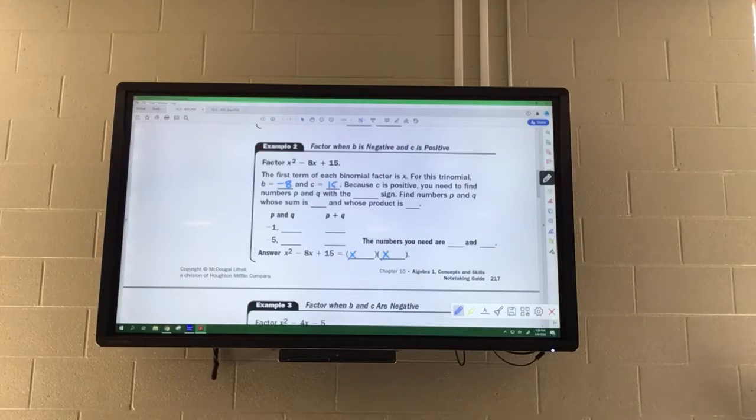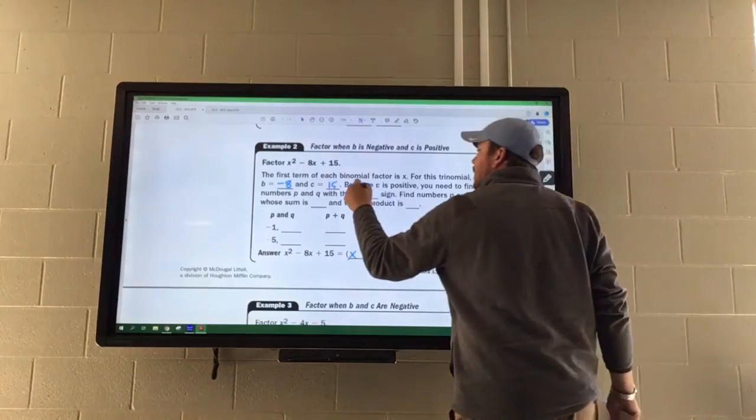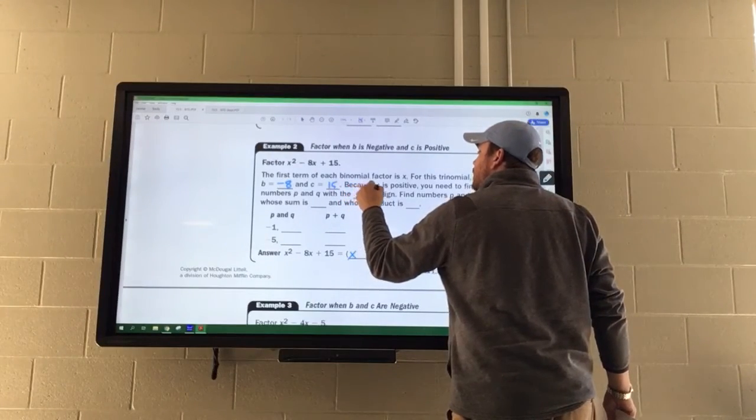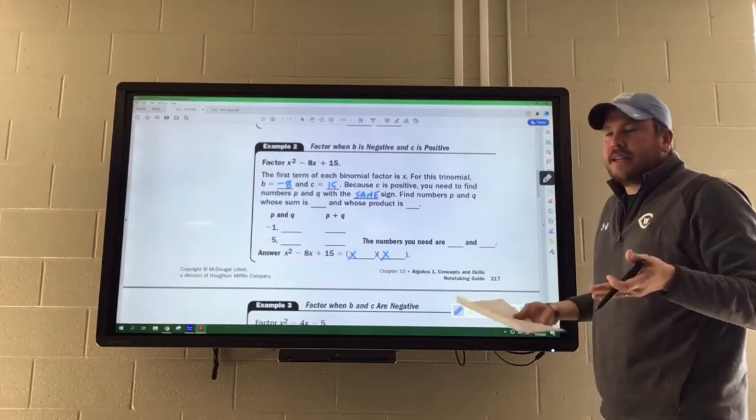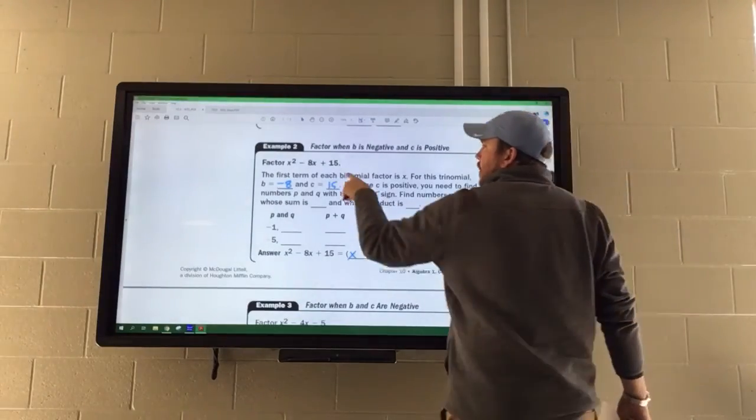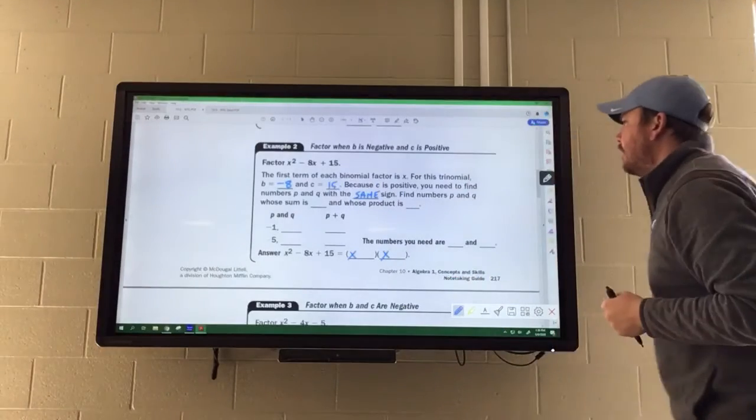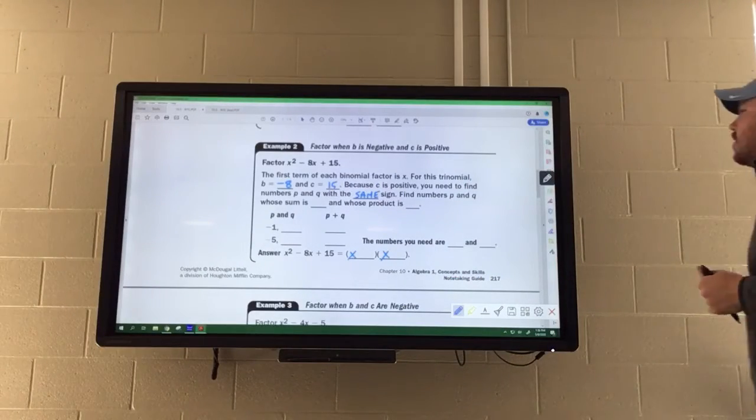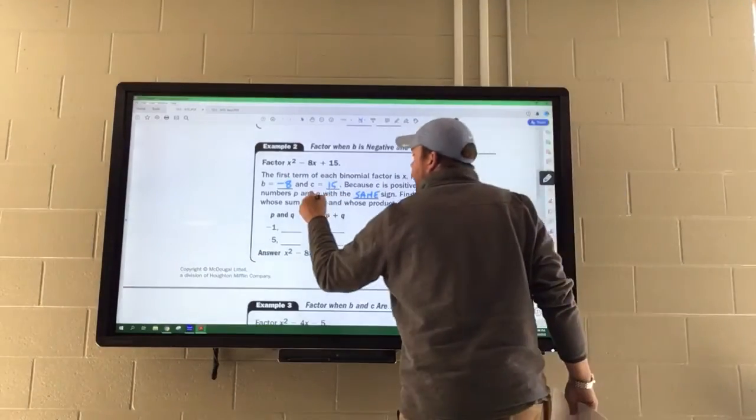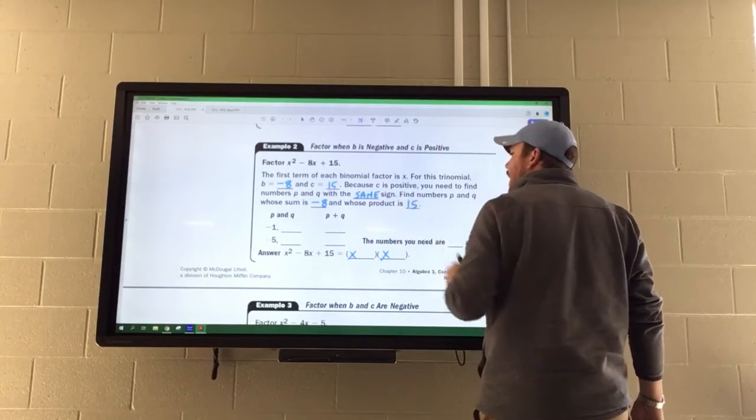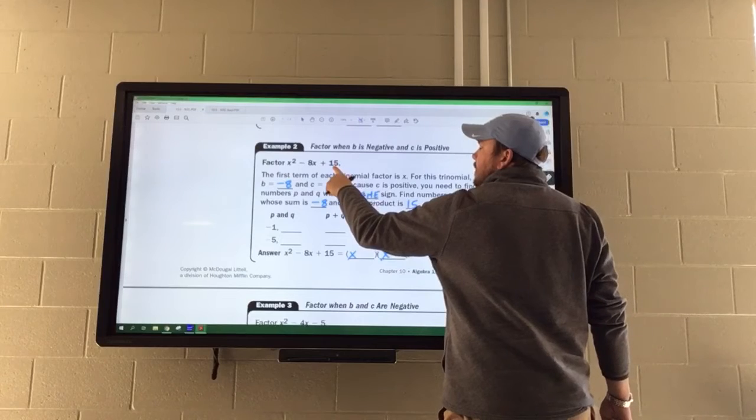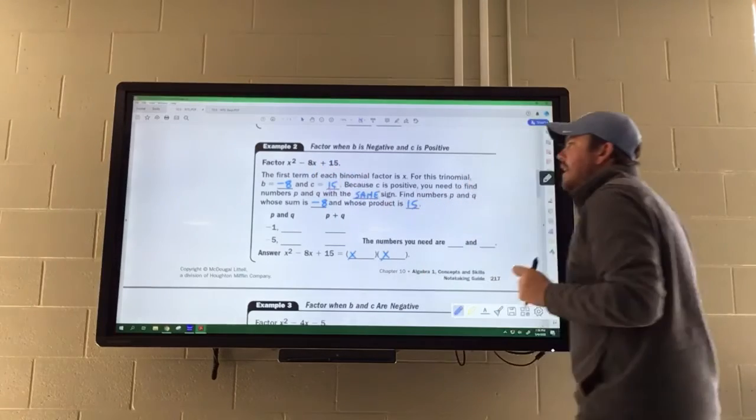Because c is positive, you need to find numbers p and q with the same sign. If they had different signs, meaning one was positive and one was negative, when we multiply those together, we'd get a negative number. But here we have a positive, so they have to have the same sign. Find numbers p and q whose sum is -8 and whose product is 15. So again, we are looking for factors of 15 that add to -8.